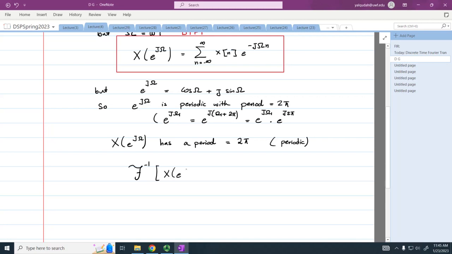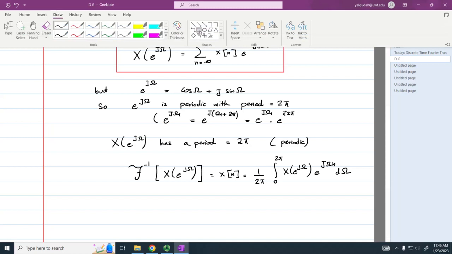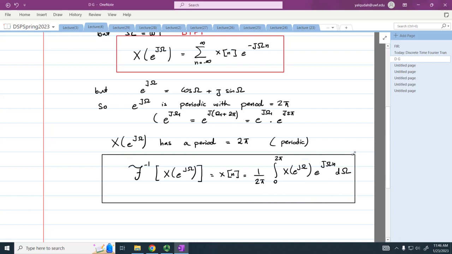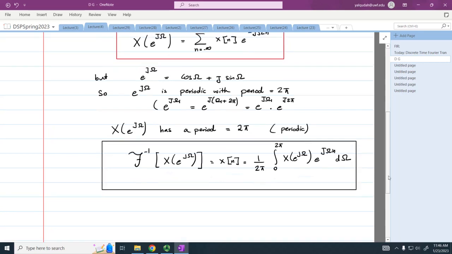We're going to define the inverse of X of e to the j omega as equal to x of n, which equals 1 over 2 pi times the integral from 0 to 2 pi of X of e to the j omega multiplied by e to the j omega n, d omega. So if I have X of omega and I want to calculate the inverse x of n, I'll use this expression to calculate the inverse discrete time Fourier transform.